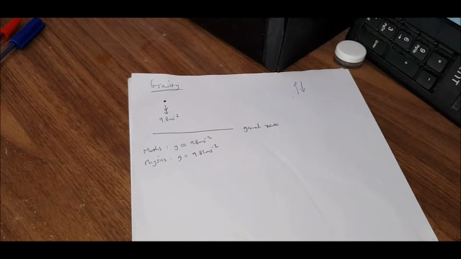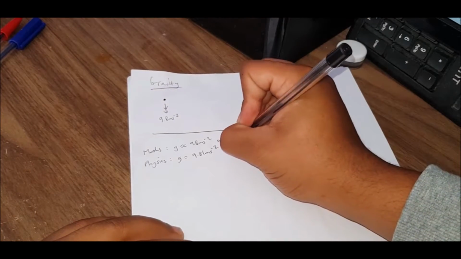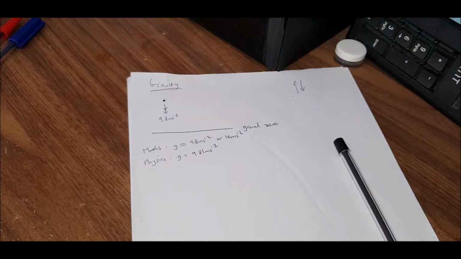Look at the front of your question paper and make sure what they want, or 10 meters per second squared. Either way, it's just an approximation. It depends what they're asking as well. You can get marked down if you use the wrong g, which is annoying because I've used 9.81 in maths, and you could get the answer slightly wrong against the mark scheme. So be really careful what g you're using. Typically in maths it's 9.8, in physics 9.81, but just be careful.